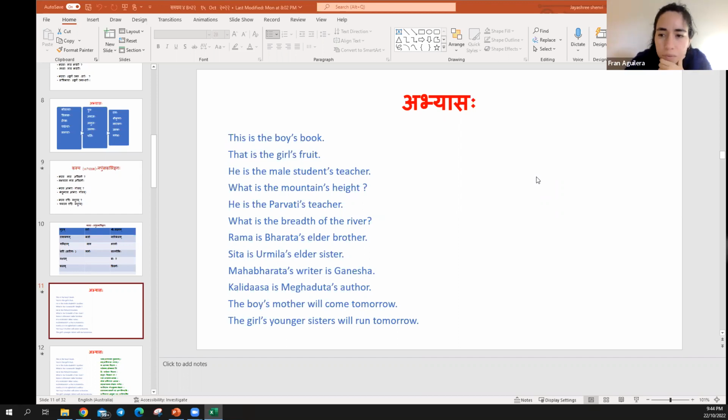Mahodaye. This writer is Ganesha. Can I ask one question? Is elder sister the same word as elder brother? Elder brother is Agrajah. Elder sister is Agraja. Ah, so with Pullinga, Visarga comes. With Strilinga, Akara comes.